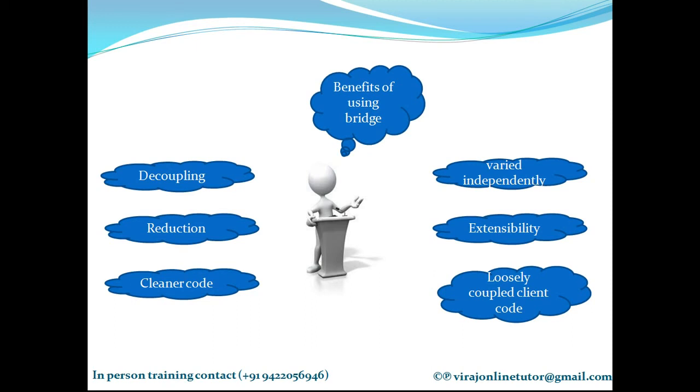So pure inheritance would have resulted in 18 different subclasses. Suppose I had just used inheritance, I would have required 6 into 3, 18 different subclasses. But by applying a bridge pattern, it reduces the subclasses to only 9: 6 formats plus 3 OSs, 6 plus 3, that's it.